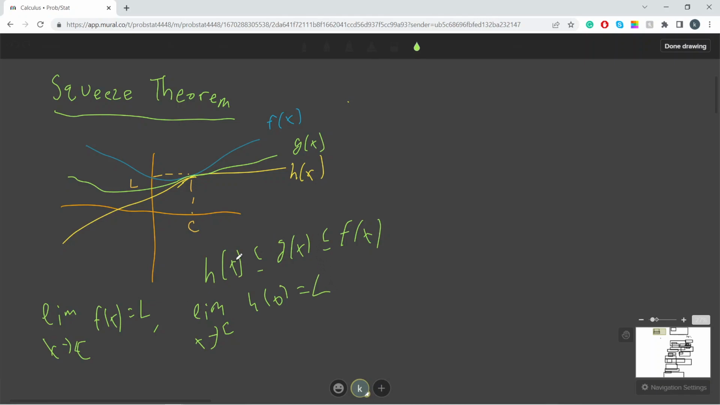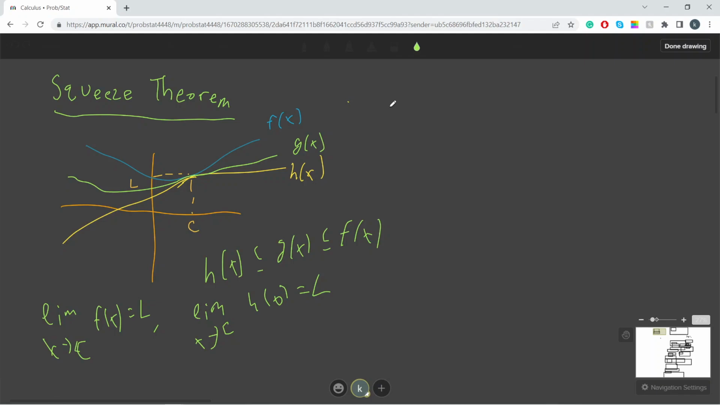So what can you deduce from this? Well, you know from the picture, obviously, that the limit as x approaches c of g of x is going to approach L. But why would that be the case? And the answer is really simple. You know that h of x and f of x are the bounds for g of x. So g of x is sandwiched between h of x and f of x. And now because f of x and h of x are both approaching L when x approaches c, g of x can't approach any other value besides L, because then you would be breaking this condition right here. So you have a little bit of a contradiction. So g of x has no choice but to approach L when x approaches c.